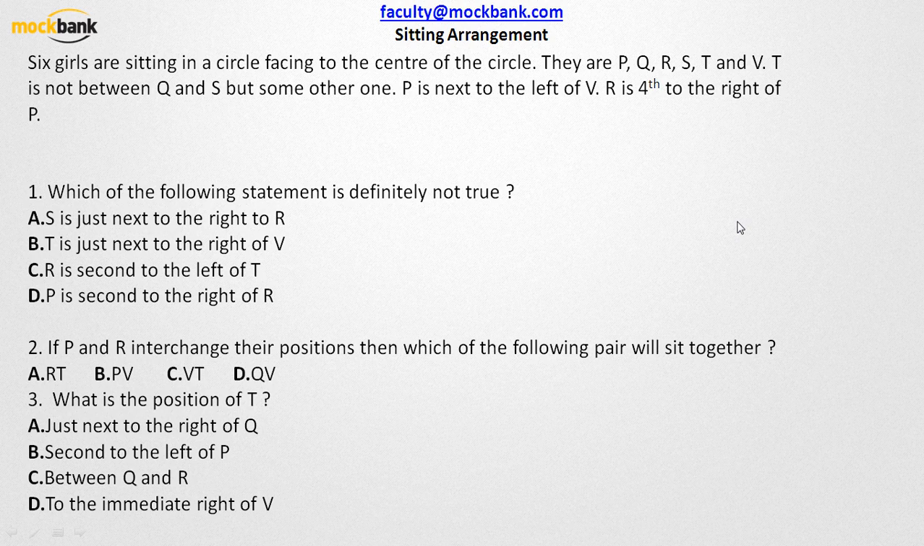There are P, Q, R, S, T, V. Now let us have a circle over here. I am trying to make it like a circle. Looks like a circle, isn't it? Now we have got the 6 girls, 1, 2, 3, 4, 5 and 6.